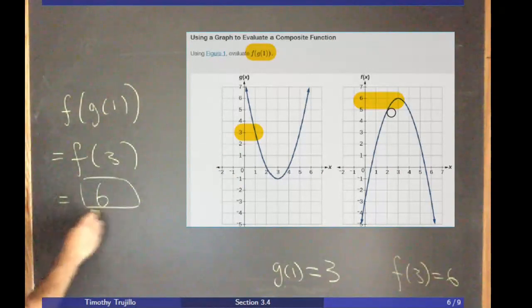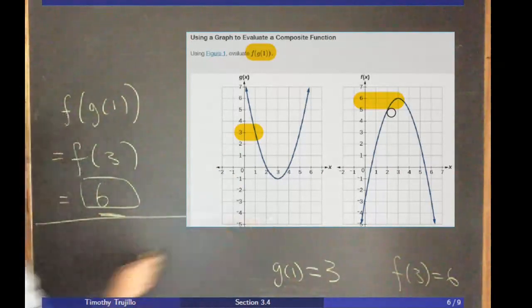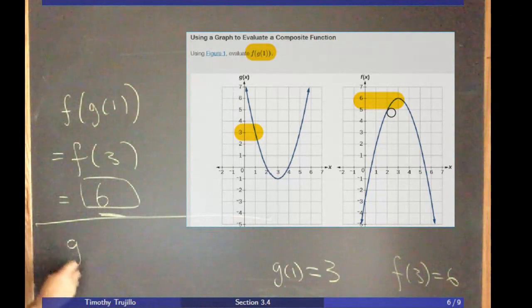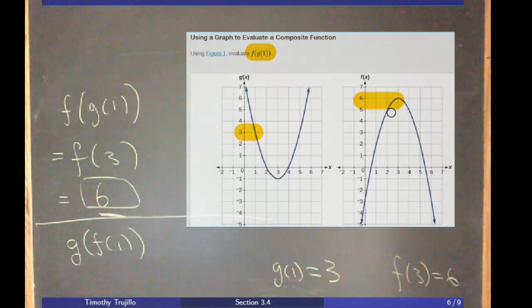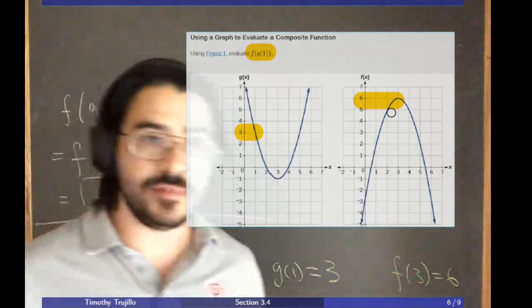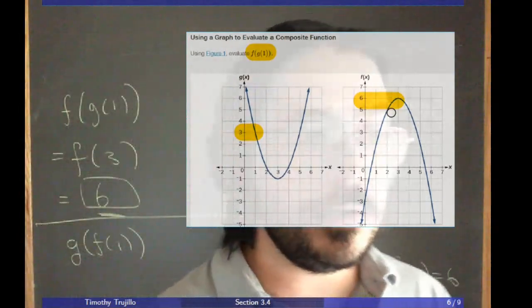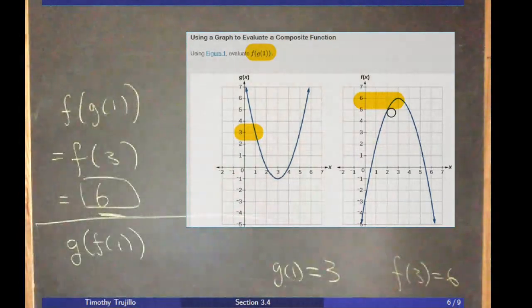Okay? We should now compare this to the following, g of f of 1, because it's different. So now we want to compute g of f of 1. It's not the same thing. The order of the composition is incredibly important. F composed with g is not the same thing as g composed with f. It's not like addition or multiplication.